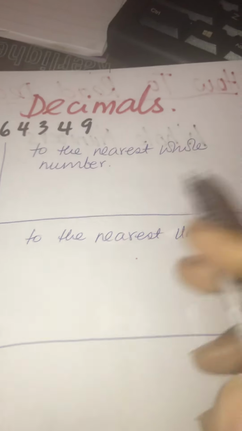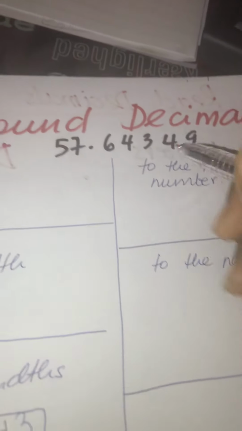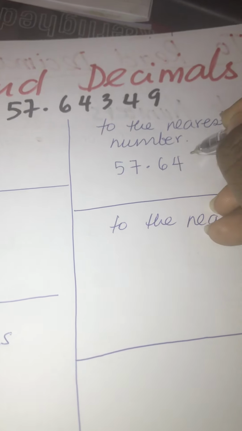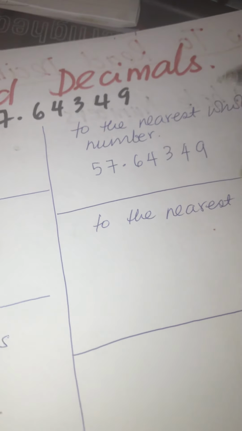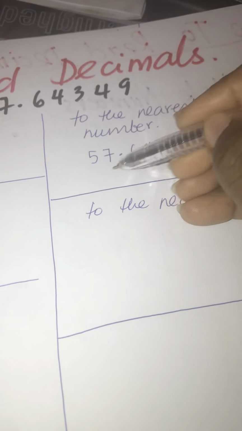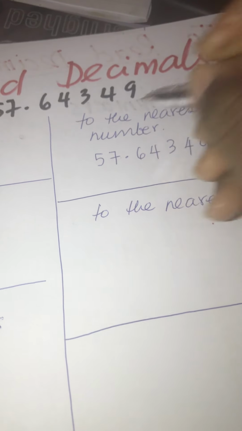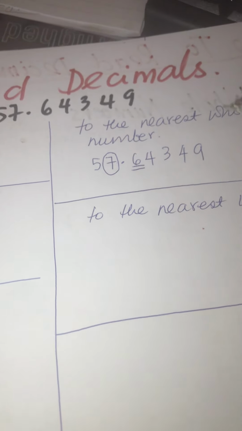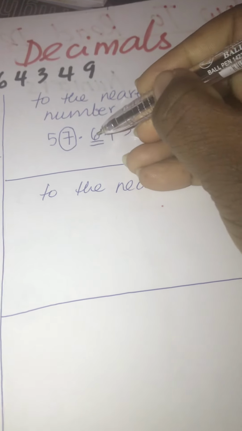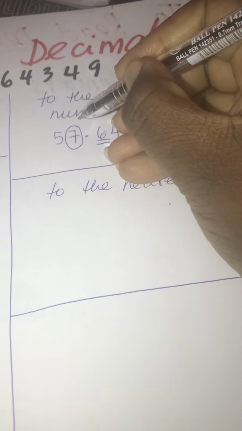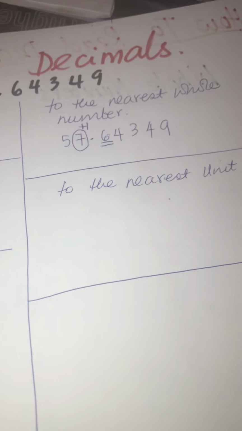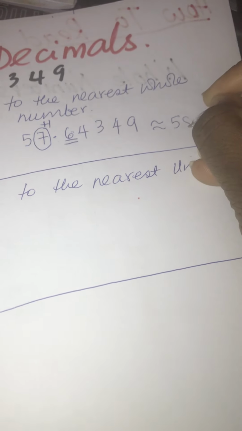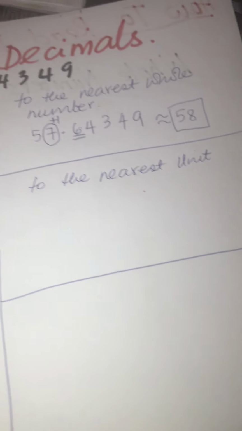Now, when the question says round to the nearest whole number, you will do 57, 6, 4, 3, 4, 9. To the nearest whole number, my first whole number is here. I will circle my first whole number. I will underline the digit right after the circle. Is this number 5 or more? Yes. I will add 1. So what is our solution? I want a whole number, 58. Just like that.